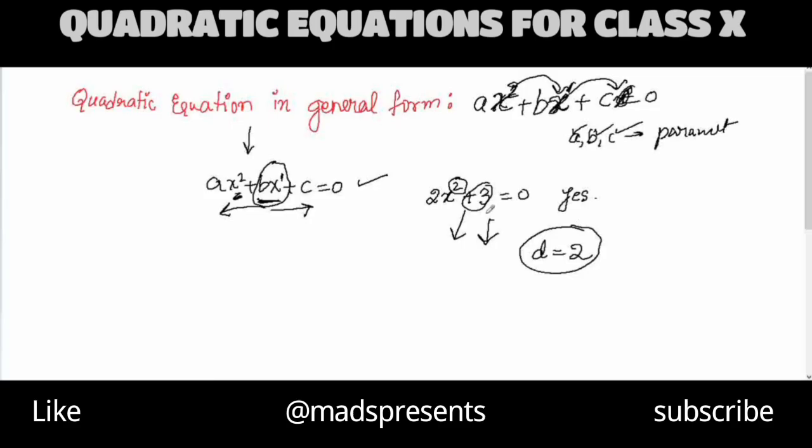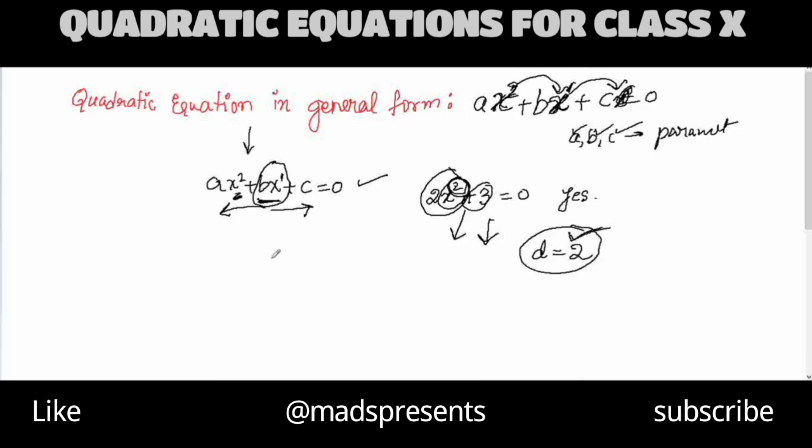Degree must be 2, which means we must have x squared. We must have a base whose power is 2. A base with x to the power 1 cannot be. That is not my criteria. My criteria in a quadratic equation is whether the degree, the highest power, exists or not.